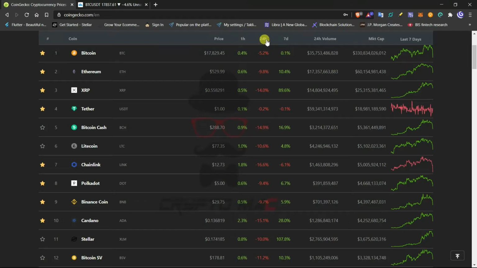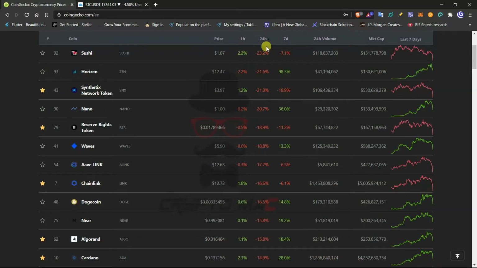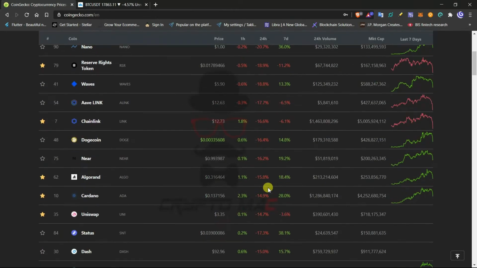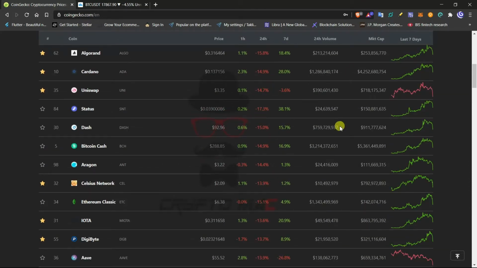And now if we see the past 24 hours top gainers, we have 6.9% Block Stack. Other than that, no gainers. So today no gainers. And in terms of losers, we have Sushi minus 23.2%, Horizon minus 21.6%, Synthetix Network minus 21%, Nano minus 20.7%, Reserve Rights Token minus 18.9%, Waves minus 18.8%, Aave minus 17.7%, Chainlink minus 16.6%. So overall, lots of losers, and most of the coins are getting a correction.